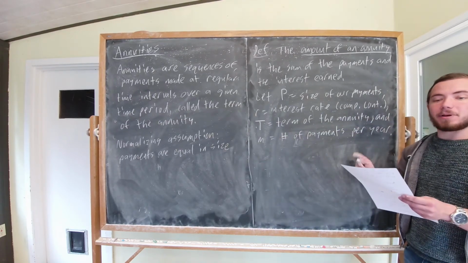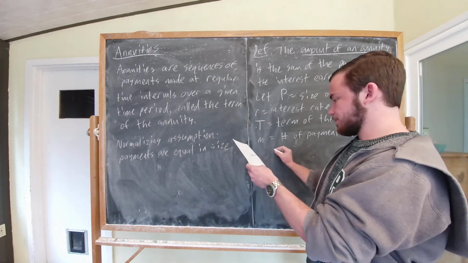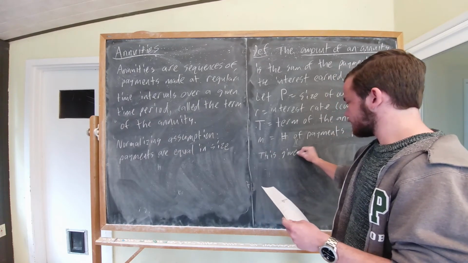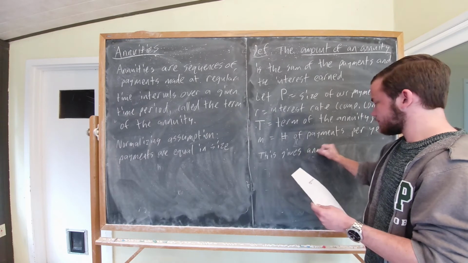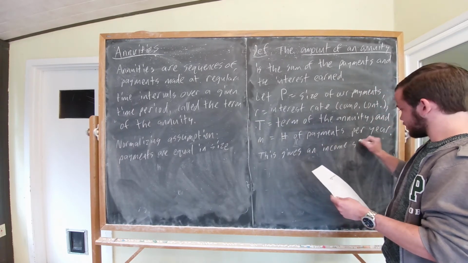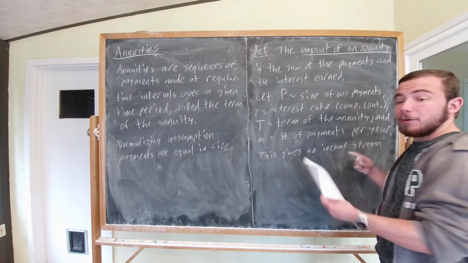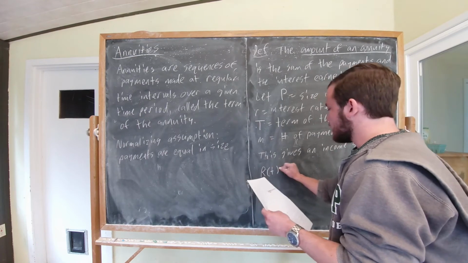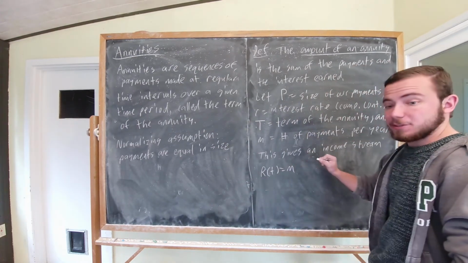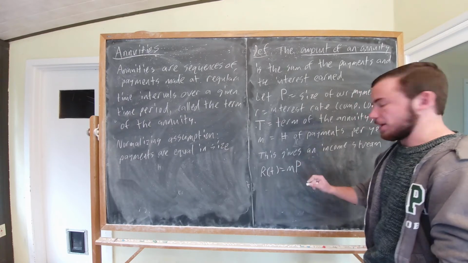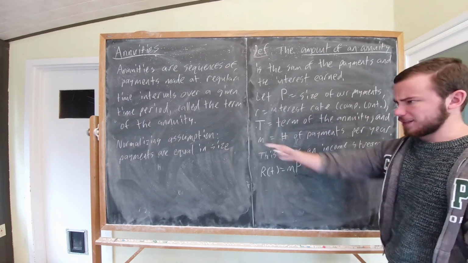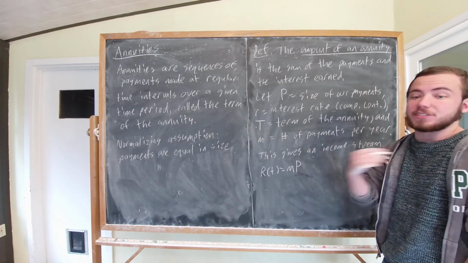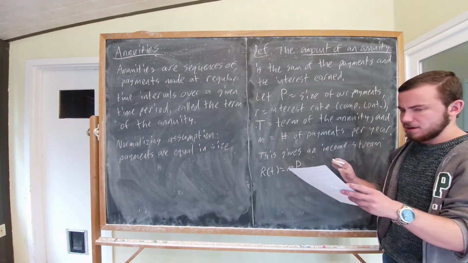Given this setup, annuities form an income stream. To set up an income stream, you need an R of T. What's R of T? R of T is going to be the number of payments per year times the size of each payment, mP. And here's where the normalizing assumption that payments are equal in size comes into play, because otherwise instead of m times P, you would have the sum of all of your payments, but it would get weird.